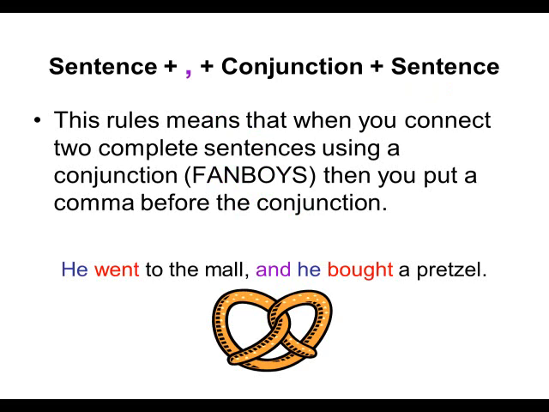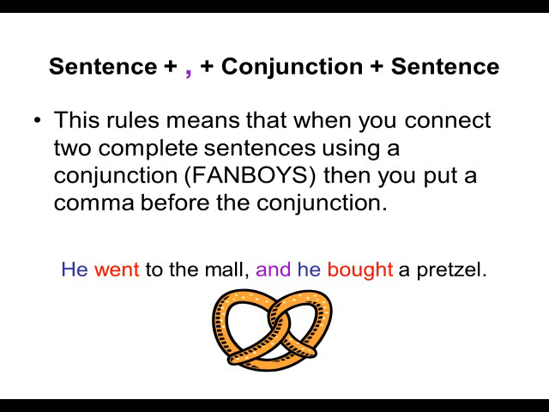In this example, the conjunction is and. He went to the mall and he bought a pretzel. In the clause before the conjunction, he is the subject and went is the verb. He went to the mall. That makes complete sense, and so it is a complete sentence.